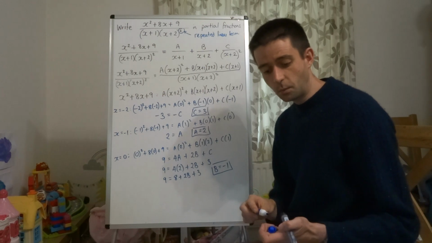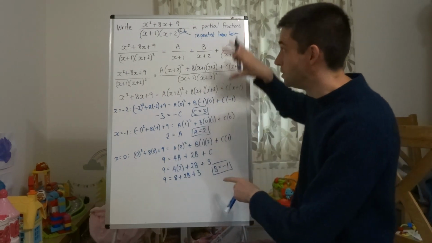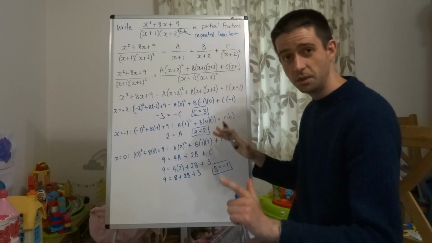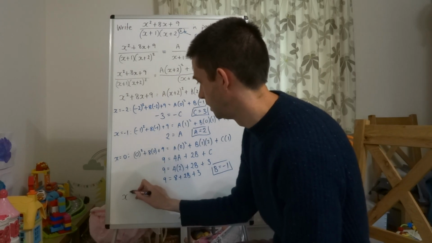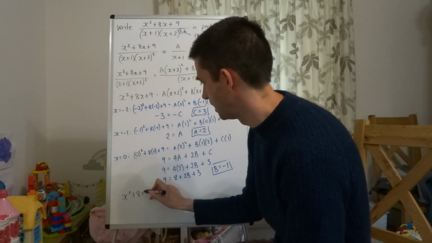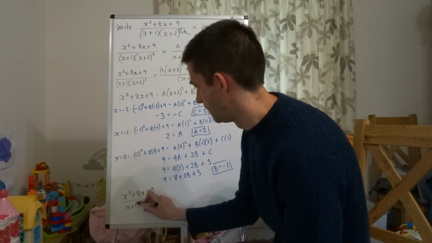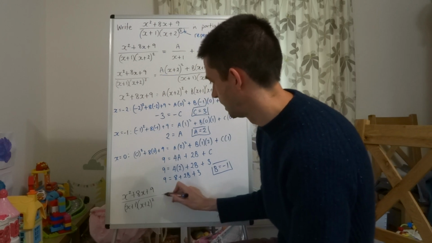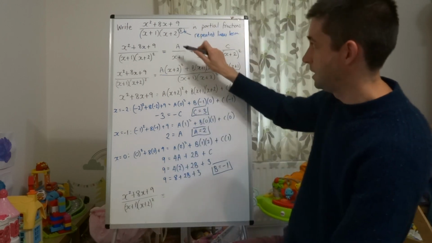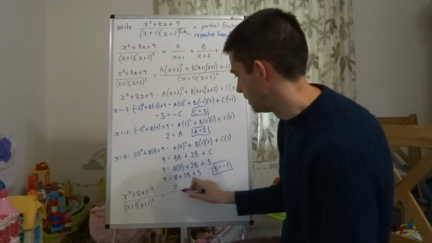And now, as I keep saying, when you write your final expression, just make sure that you get the correct values on the correct fractions. That's the only thing that can go wrong at this stage. So let's take our time and get that right. So we have shown that x squared plus 8x plus 9 over x plus 1 times x plus 2 squared is equivalent to a over x plus 1. So a is 2. So 2 over x plus 1.